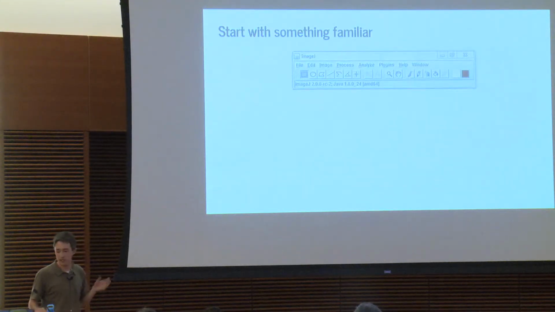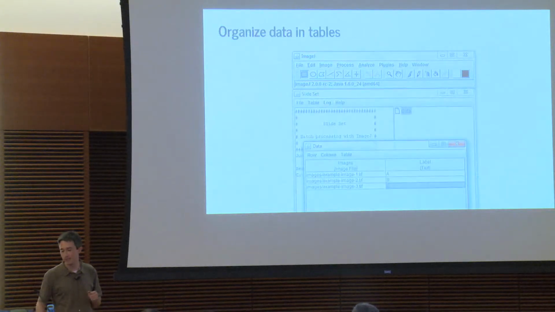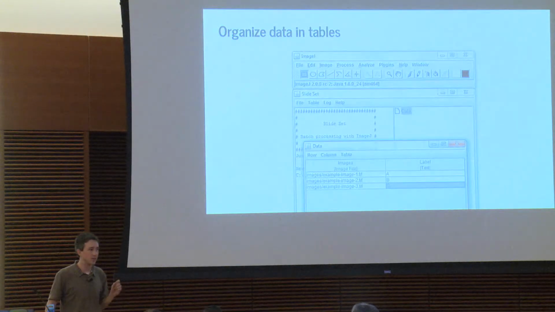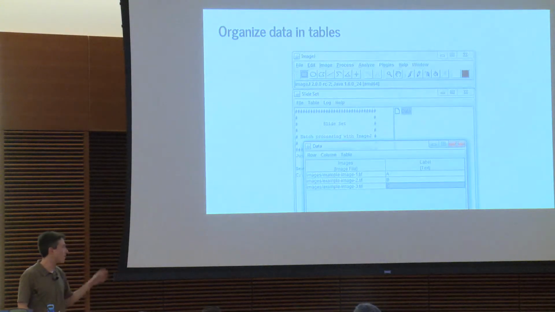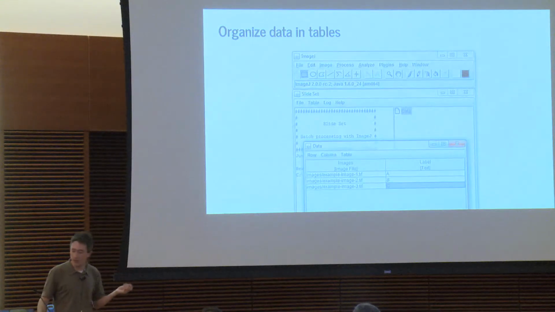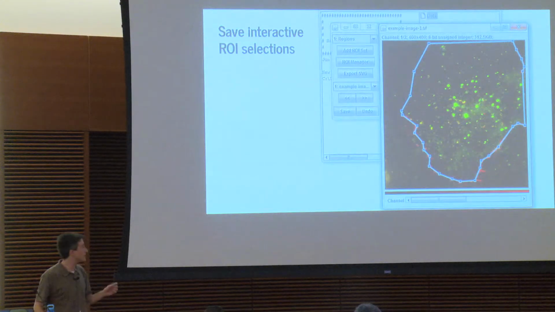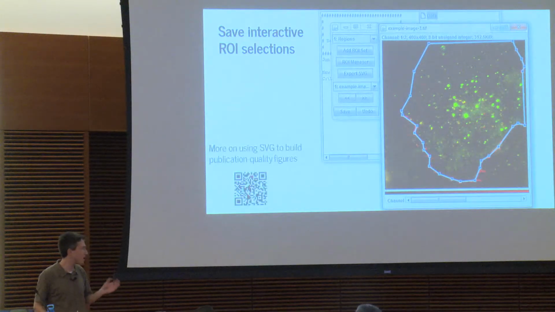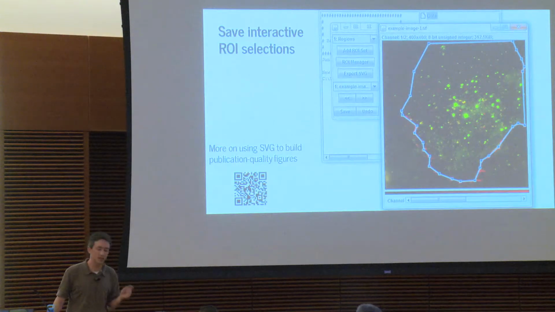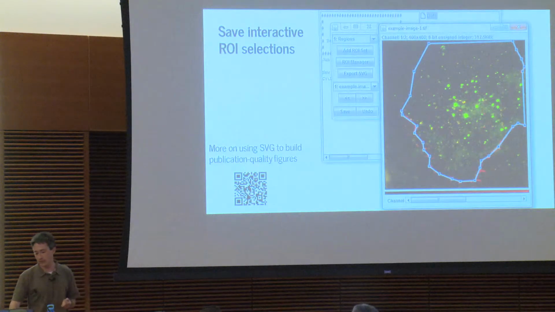It's a plugin for ImageJ2, so it starts out looking relatively familiar. But instead of opening images one at a time, first we organize them into a table. This is a really simple one, but we can add other things like group labels. There's support for selecting ROIs interactively using the usual ImageJ selection tools, but then they're saved automatically. And SlideSet saves ROIs as SVG files. SVG is a web standard, so it's compatible with a lot of programs. And it's also a good starting point for building figures for publications.